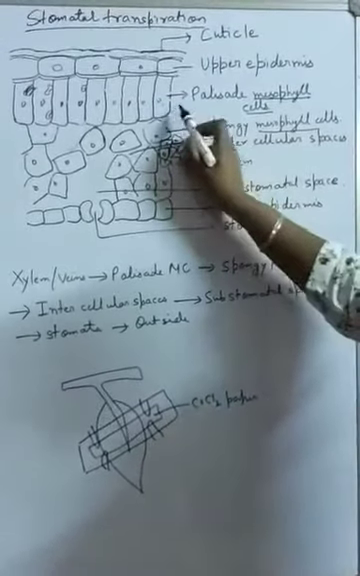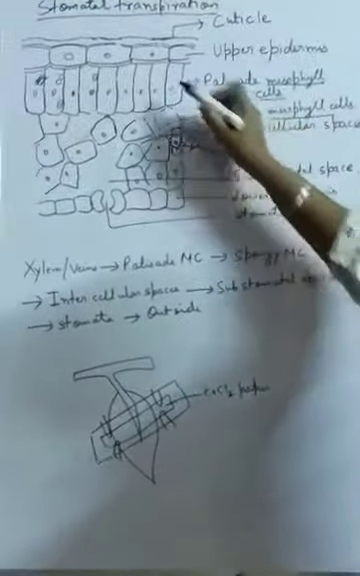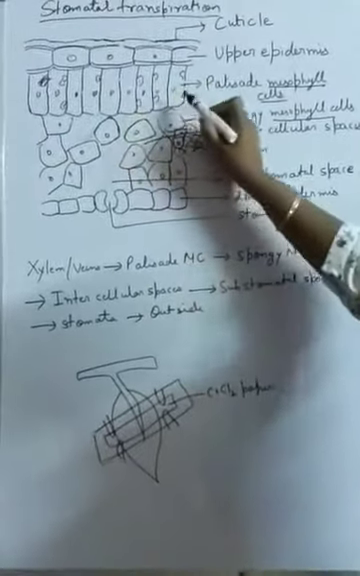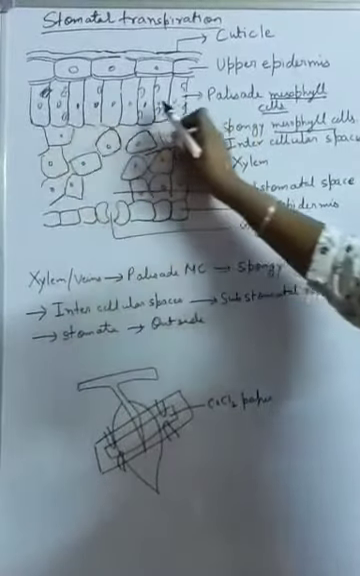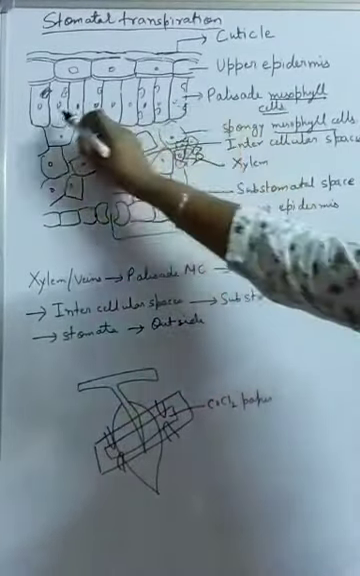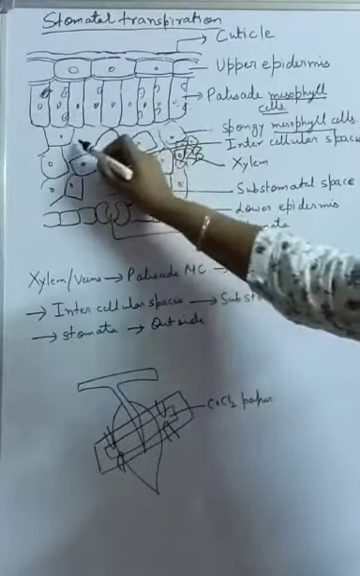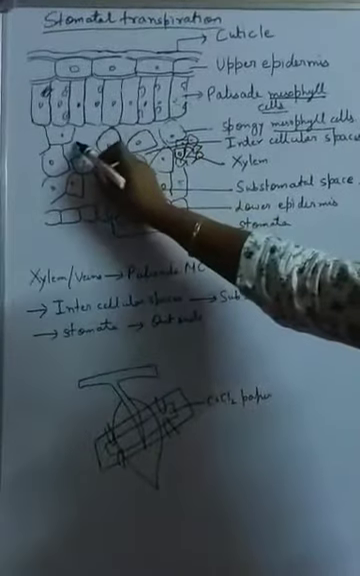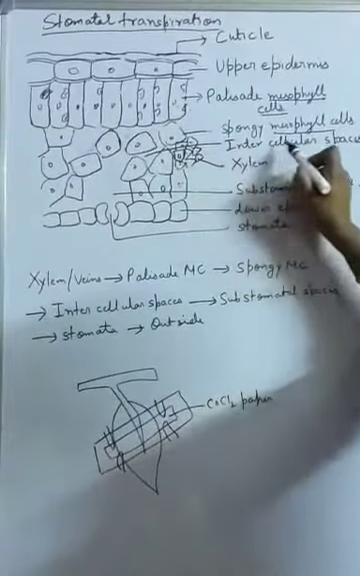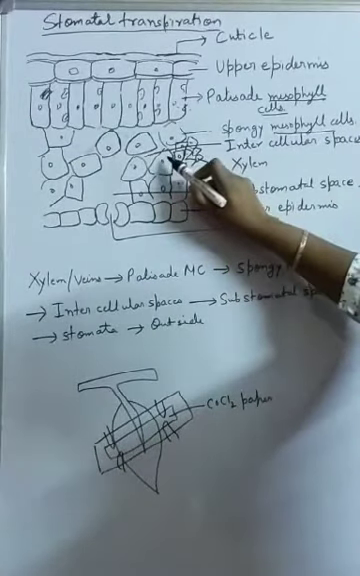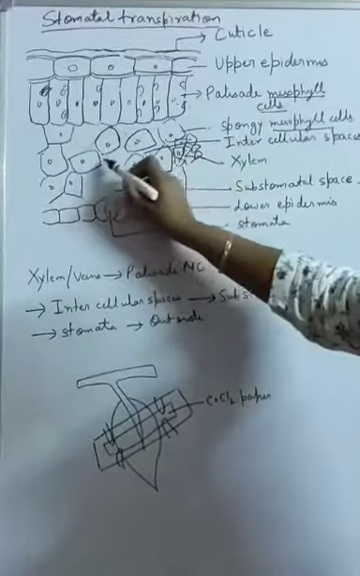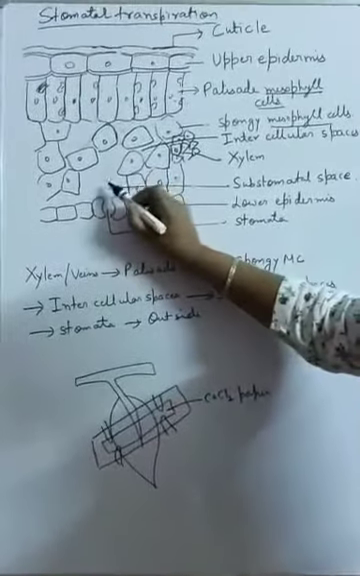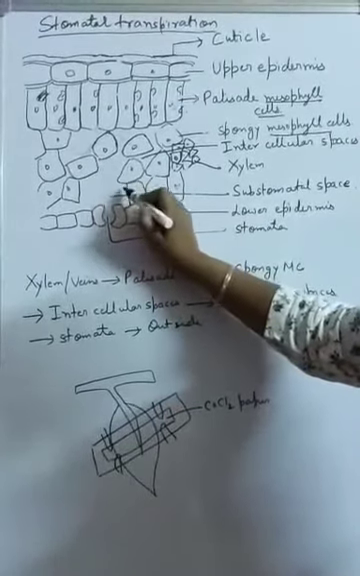You can see the difference between palisade mesophyll and spongy mesophyll. Palisade mesophyll, it is richly supplied with chloroplast. It contains a lot of chloroplast, and you can see there is no intercellular spaces between palisade mesophyll cell. They are closely packed. But there are intercellular spaces between spongy mesophyll cell. You can see this intercellular space, this intercellular space, this intercellular space. And after that you can see there is a larger open area. This is substomatal space. The area above stomata which is free, which is open.